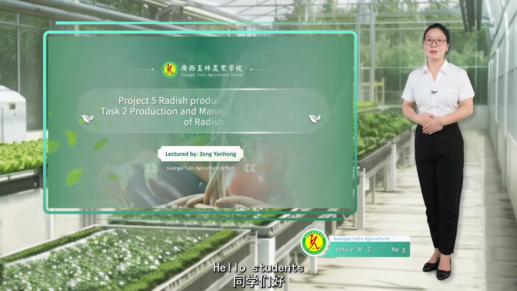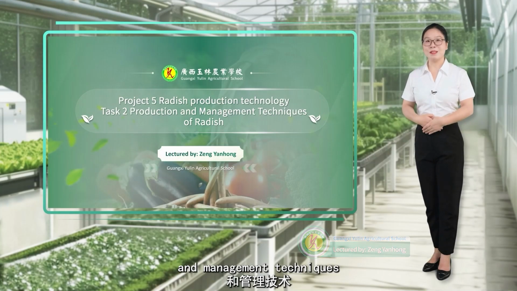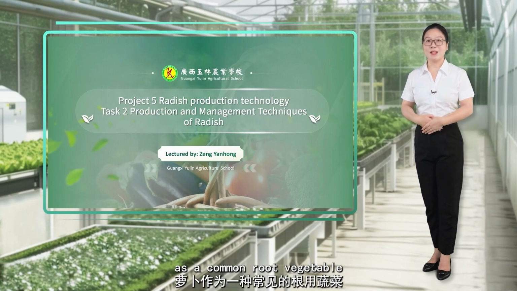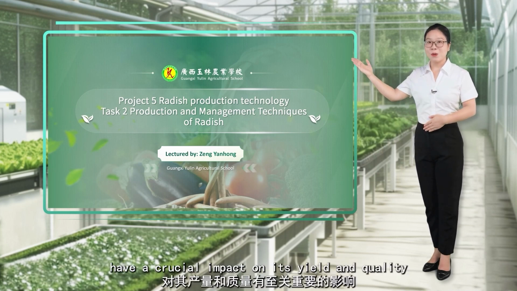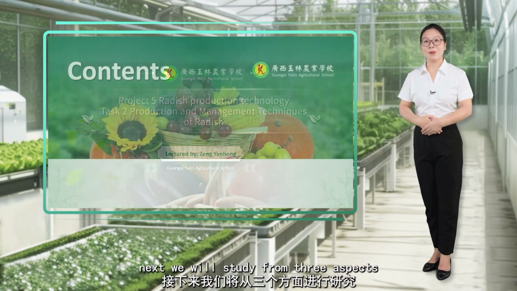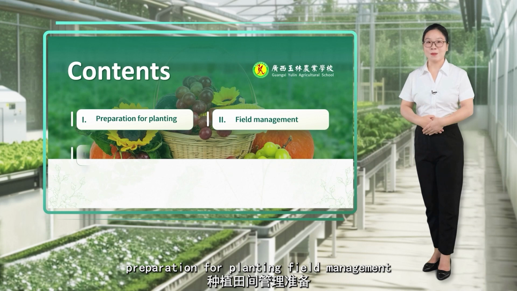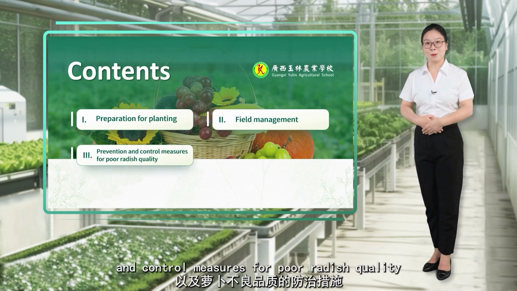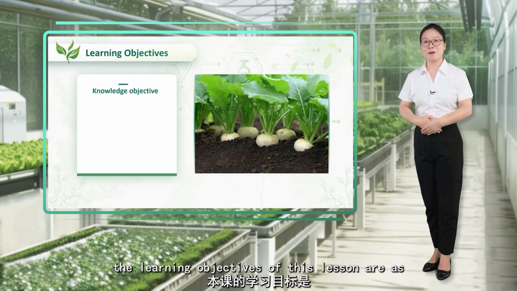Hello, students. Today, we are going to learn about the production and management techniques of radish to better guide our production practices. As a common root vegetable, the production and management techniques of radish have a crucial impact on its yield and quality. Next, we will study from three aspects: preparation for planting, field management, and prevention and control measures for poor radish quality. The learning objectives of this lesson are as follows.